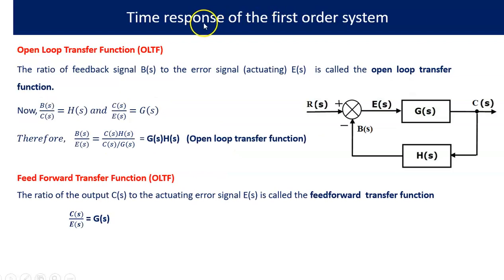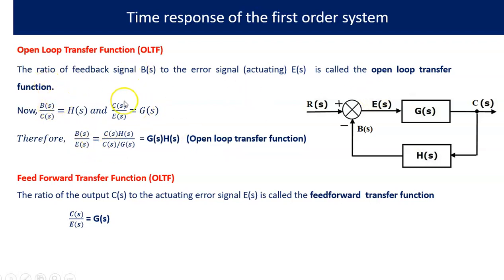Now we have to study the time response of the first order system. Before that, we have to familiarize ourselves with two terms, open loop transfer function and feed forward transfer function. And what is open loop transfer function? Open loop transfer function is the ratio of feedback signal B of s to the error signal E of s, that is, B of s by E of s.